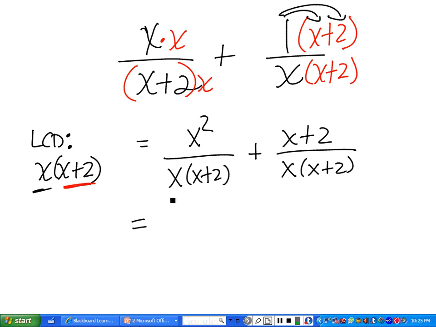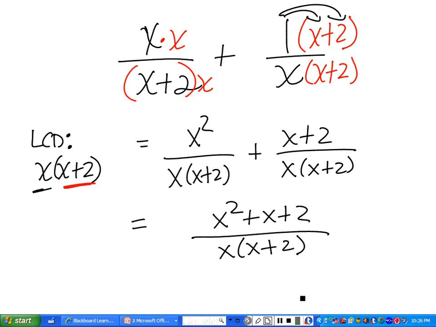Therefore, we can now combine the numerators, x squared plus x plus 2 divided by x times x plus 2. I know it seems tempting to try to cancel this x plus 2 here with this x plus 2, but notice that x plus 2 is not a factor.